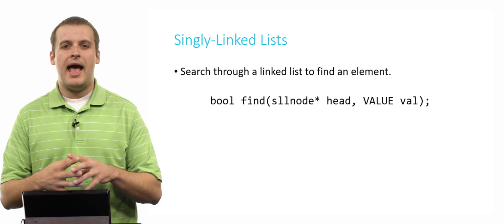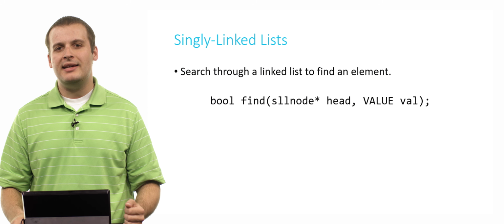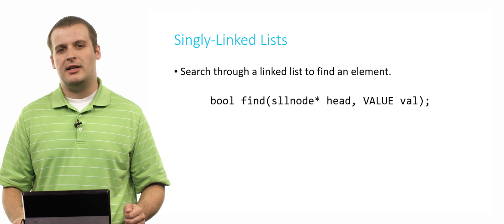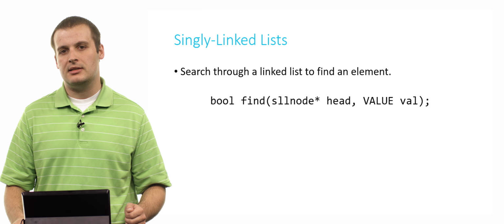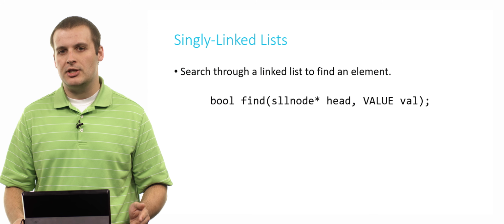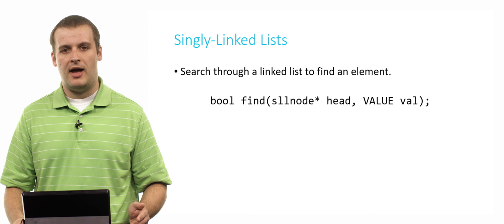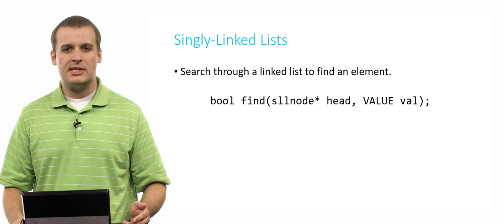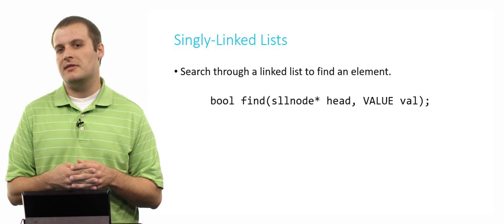Now let's say we already have a large chain and we want to find something in it, and we want a function that's going to return true or false depending on whether a value exists in that list. A function prototype or declaration for that function might look like this: bool find, and then we want to pass in 2 arguments. The first is a pointer to the first element of the linked list.